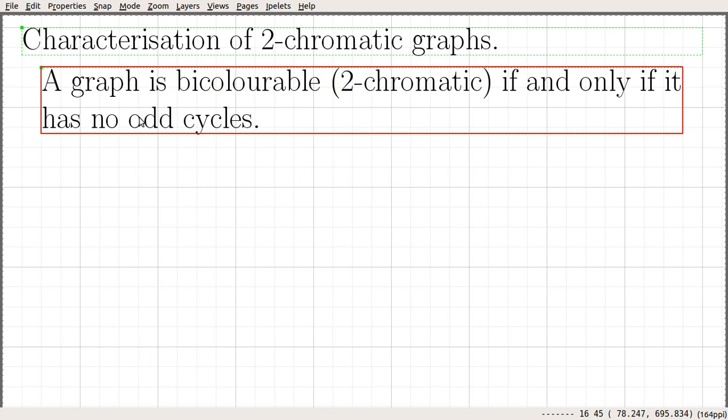Okay, in this video we are going to prove a characterization of two chromatic graphs. So the statement reads as follows: a graph is two chromatic or bicolourable if and only if it has no odd cycles. Before proving this statement, let's look at one or two examples.